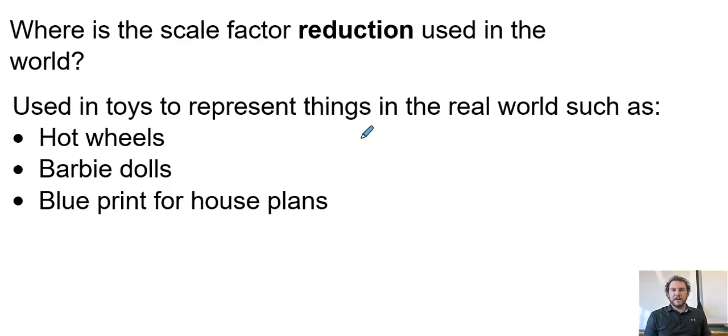So where is scale factor reduction used? Well, we see it when we talk about any kind of toy that represents some real-world object, some life-size object, right? So like Hot Wheels, for example, are scale factors. They are reductions of regular cars. Barbie is a reduction of a human, right? Maybe not quite, but there are dolls that are reductions of humans. Blueprints for a house, right? Houses kind of shrunken down and onto a piece of paper. That is a reduction.